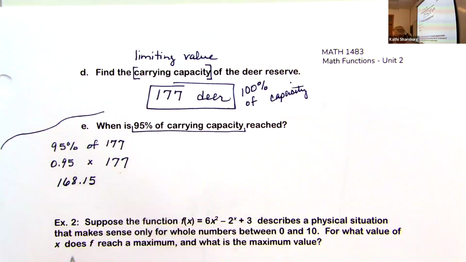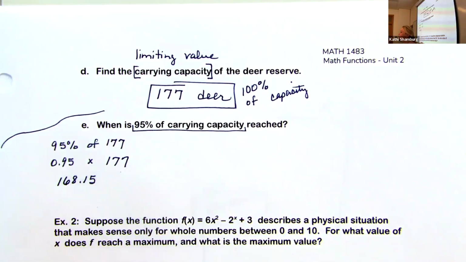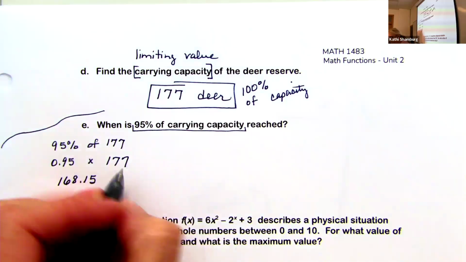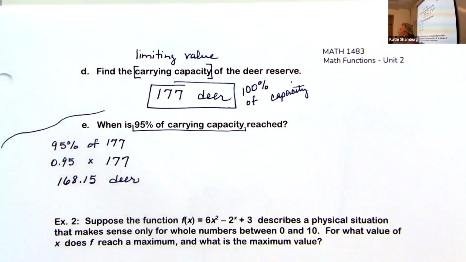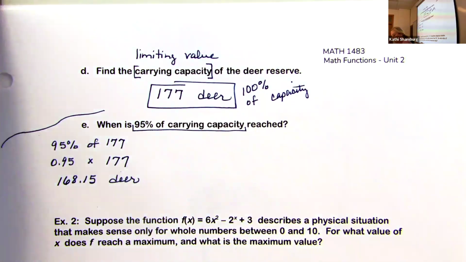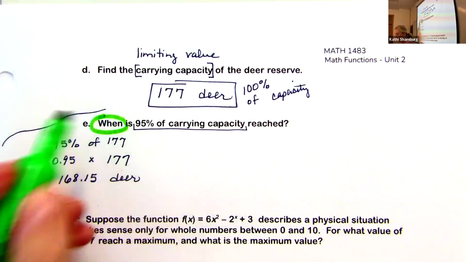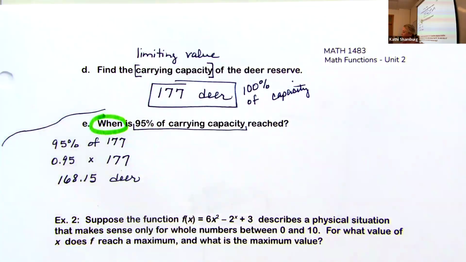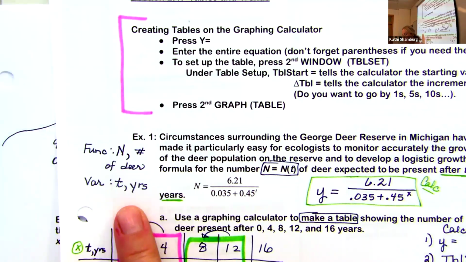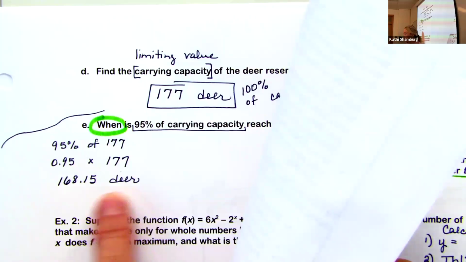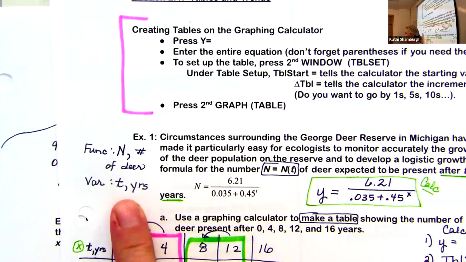Now we've been dealing with all the math. What's this number? 168.15 what? Now, did it ask me to find just the 95% deer capacity? No. It asked me for when this occurred. Okay, it didn't ask for the population. It asked me when this occurred. So if you go back to what we defined as our function, it is N, which is number of deer. So this is a function value. When would be years.